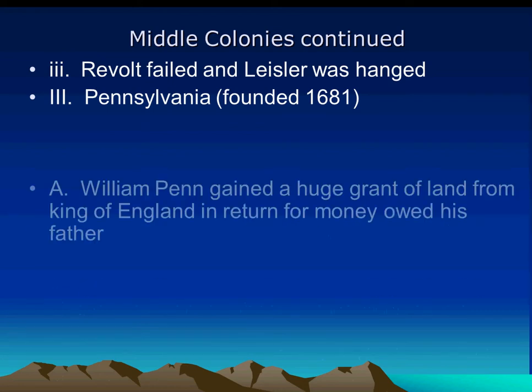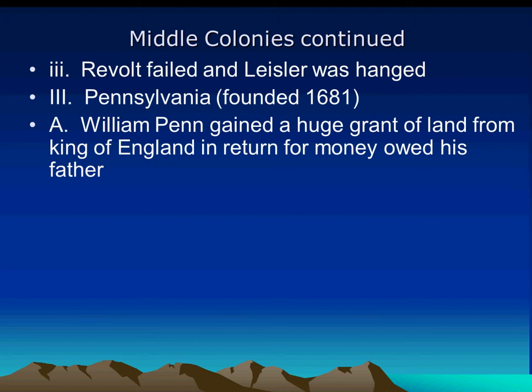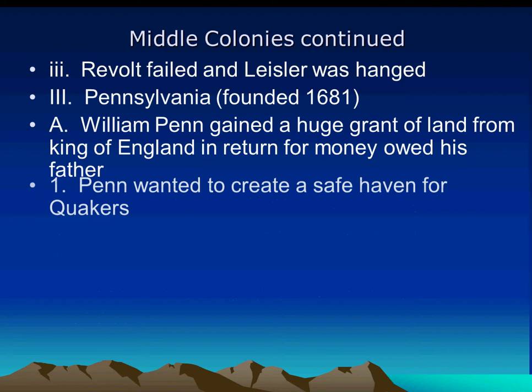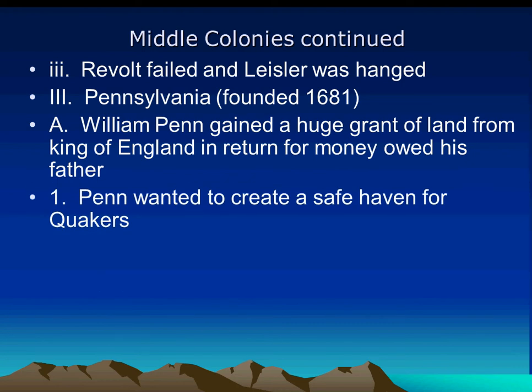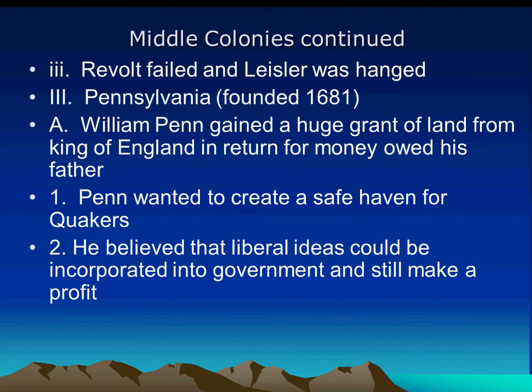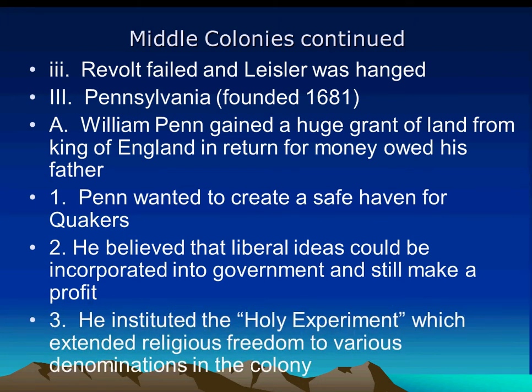Pennsylvania, founded in 1681 by William Penn. Again, a proprietorship. The king owes him money, so he gives him a tract of land in North America. Penn is a Quaker, and he wants to create a safe haven for the Quakers. He believes that liberal ideas could be incorporated into government and still make a profit. And so he starts what he calls the Holy Experiment, which will give religious freedom and democratic freedoms to the people living in his colony.